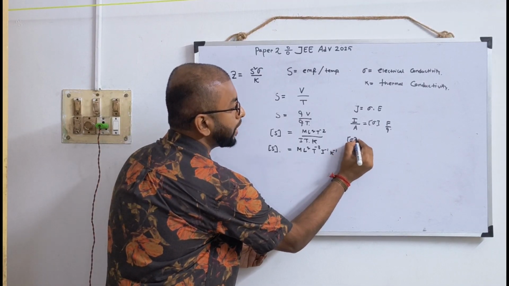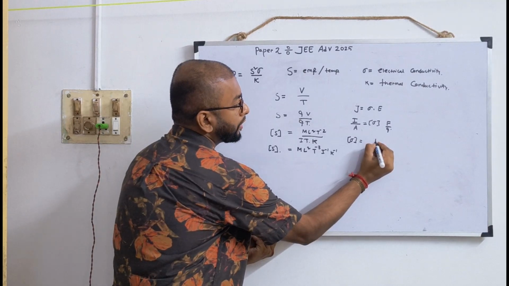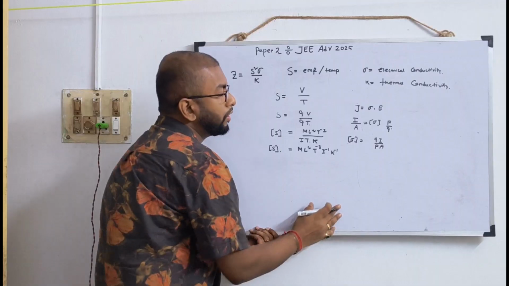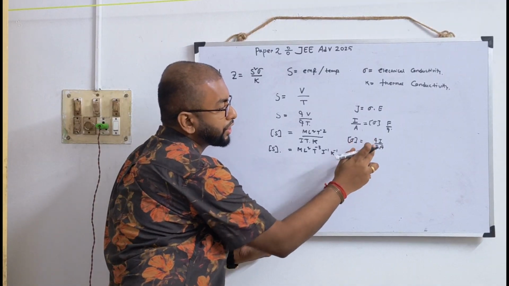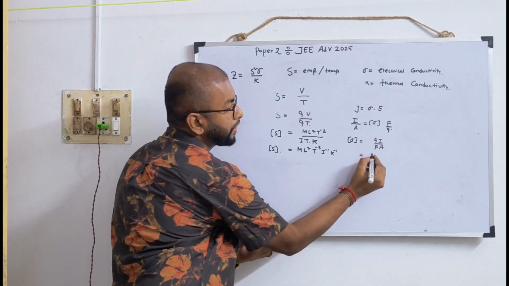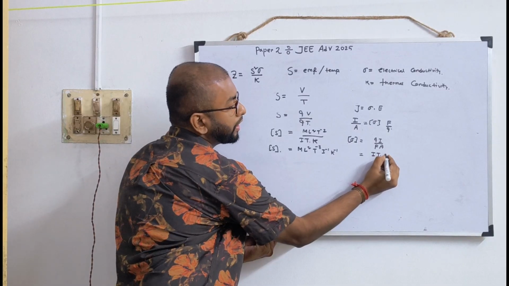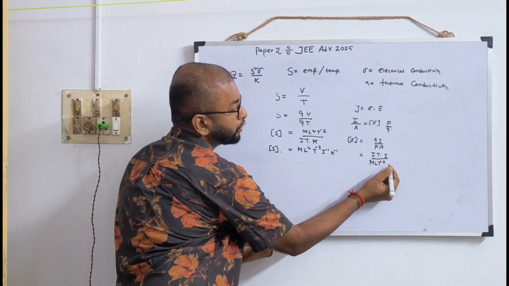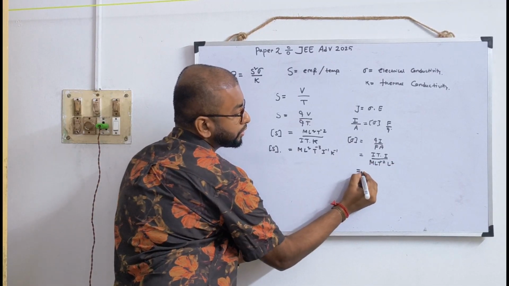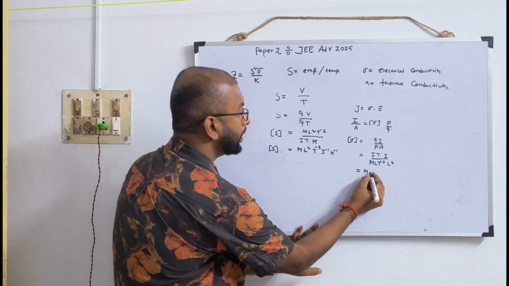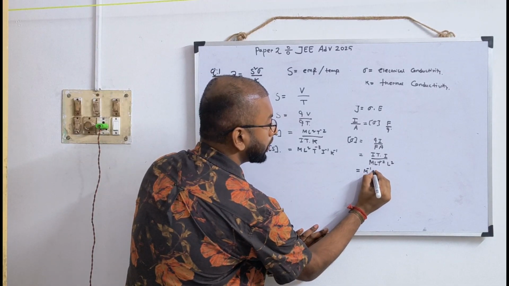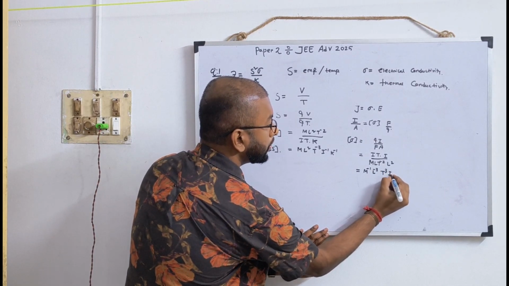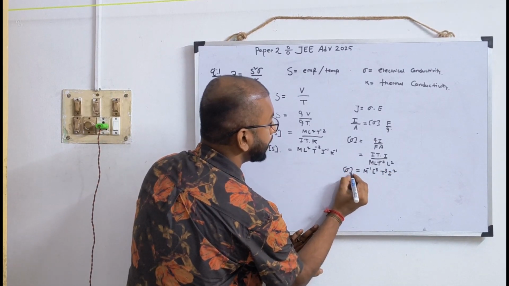So the dimension of sigma becomes Q into I by F into A. A is the area, F is the force, Q is the charge, I is the current. So the dimension of Q will be I T, into I, by F, whose dimension you know, M L T to the power minus 2, and the area dimension is L square. So you can write the dimension of sigma to be M to the power minus 1, L to the power minus 3, T cube, I square. That is the dimension of sigma.